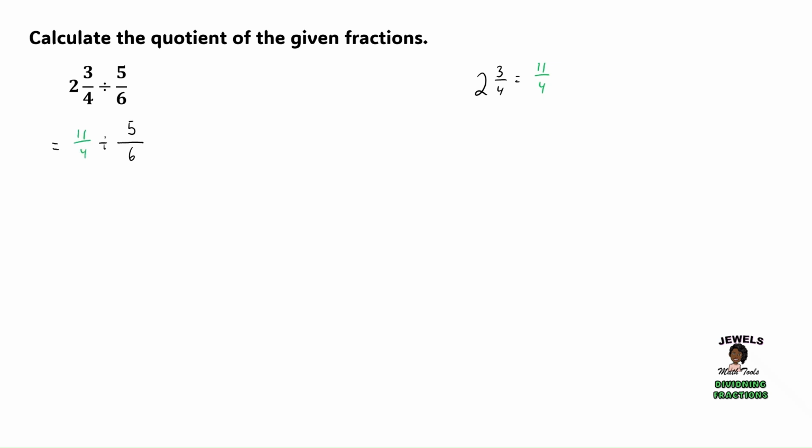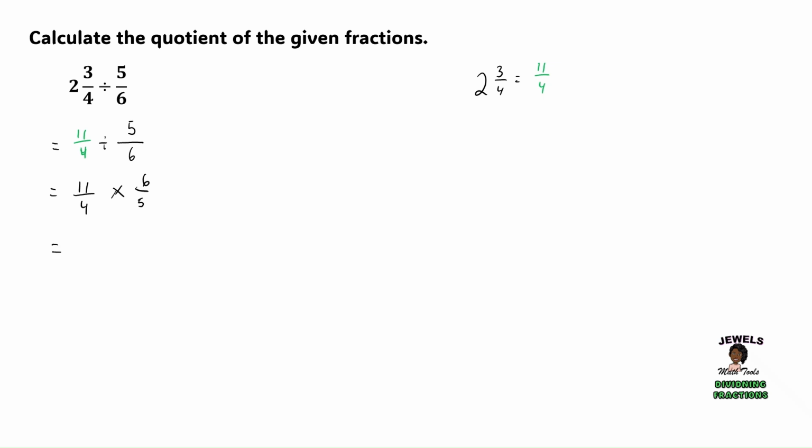And now that we have done that, we are now going to go through our steps for dividing fractions. And this step tells us that we're going to keep the first fraction the same, change our division into multiplication, and then we're going to take the reciprocal or flip our second fraction where our numerator goes to our denominator and our denominator goes to the numerator.